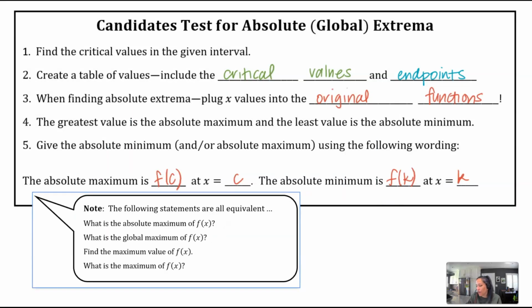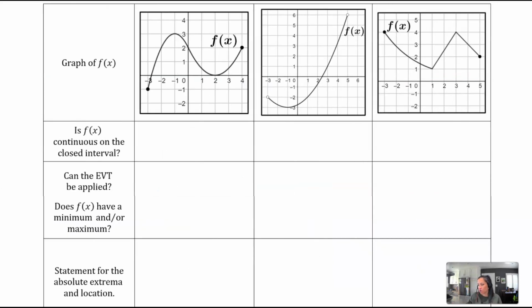If we're asked for an absolute or global, right, those are two words, but even just not having that language implies absolute or global, right? Local is a very specific thing. If I say what's the maximum value of a function, it does mean global or absolute. All right, let's go ahead and look at a couple of graphs and see how these work out for us.